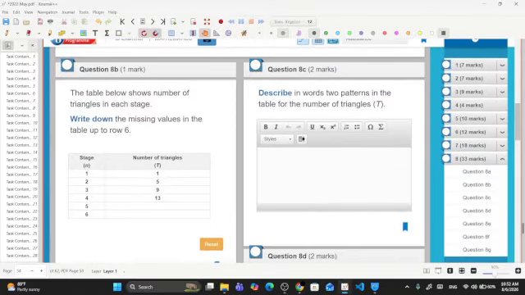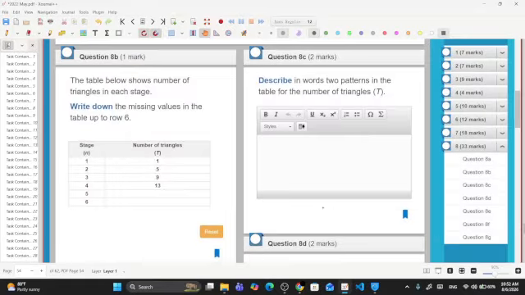Part B says the table below shows number of triangles in each stage. Write down the missing values in the table up to row 6. So we can notice that there is a pattern being followed. Plus 4, plus 4, plus 4. So here the next value becomes 17 and the next value becomes 21.